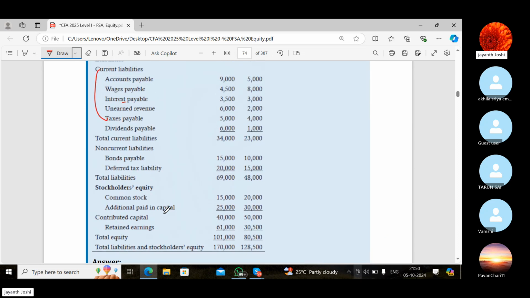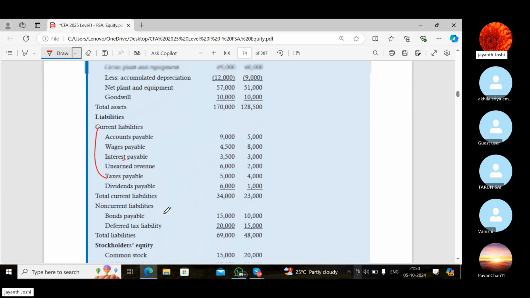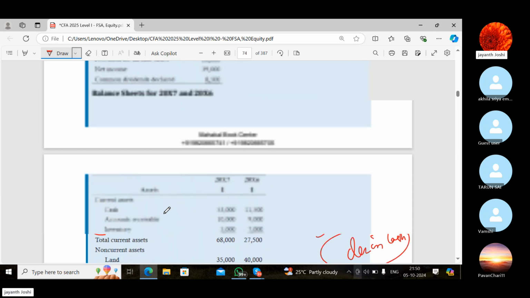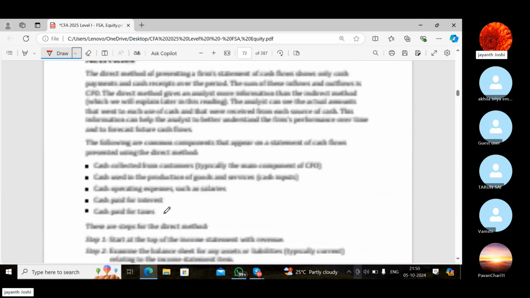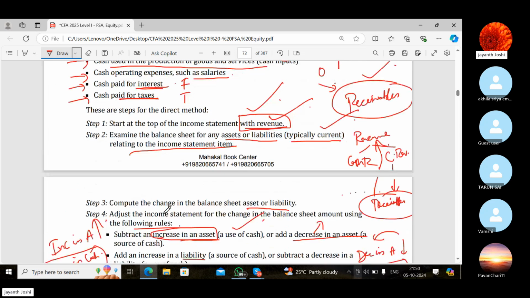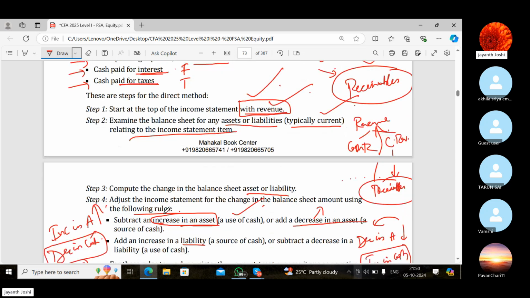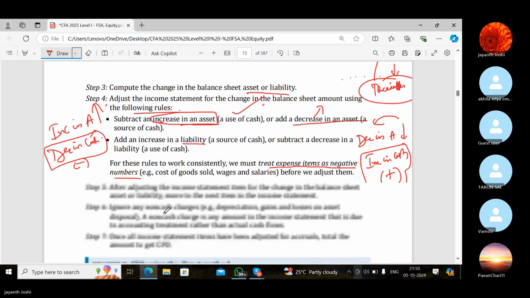So we'll come here and check one more current liability, because we have already seen the steps. We have to start with revenue. Let's see the steps again. Start at the top of the income statement with revenue. Examine the balance sheet for any asset, that is current assets and current liabilities. That's what we are doing here.